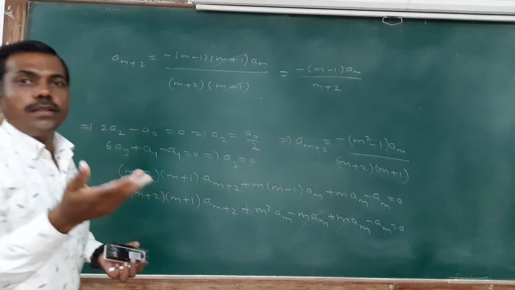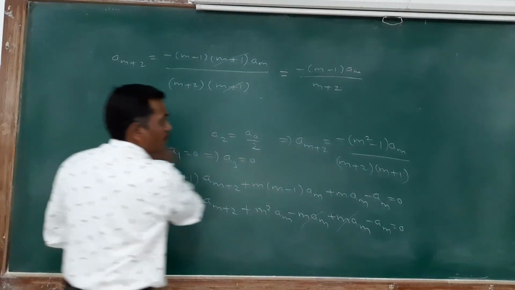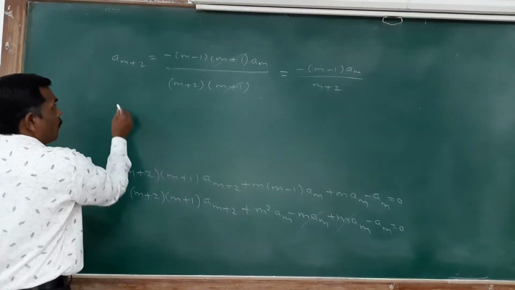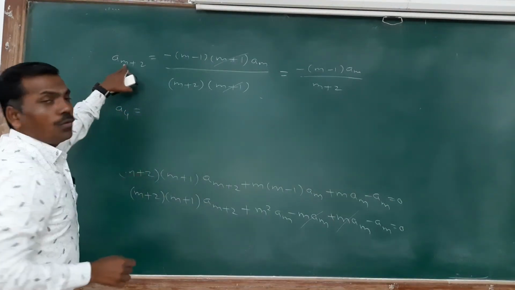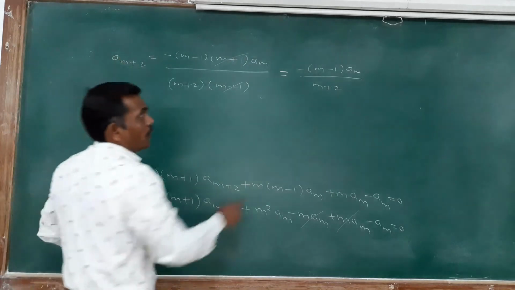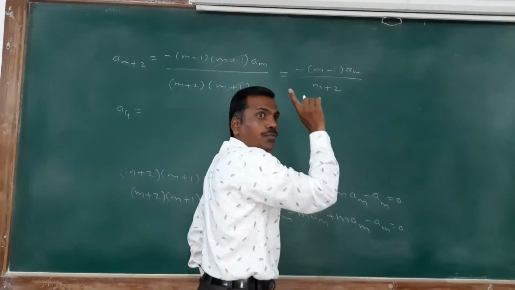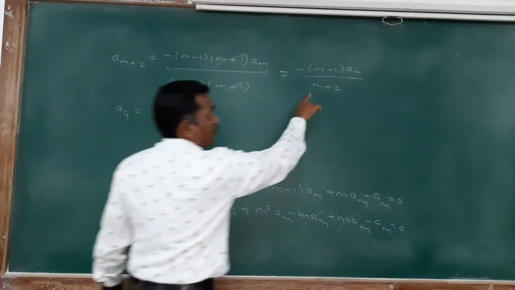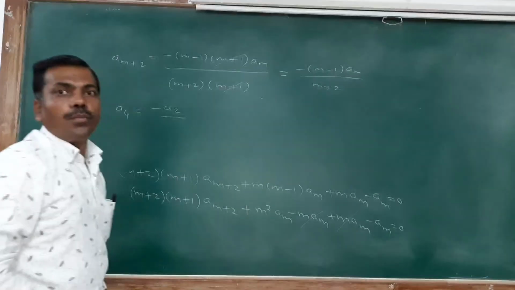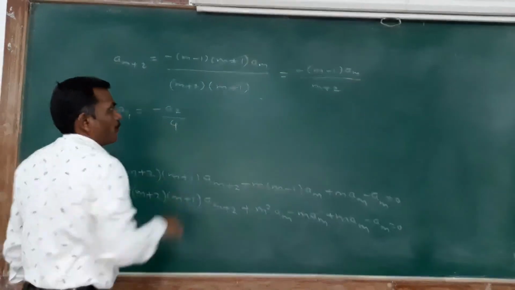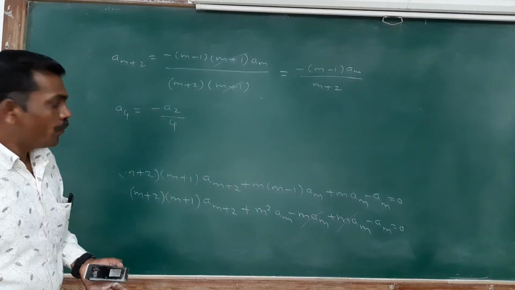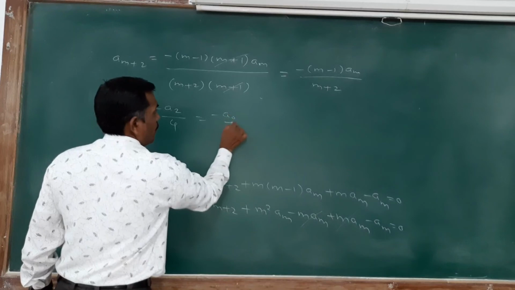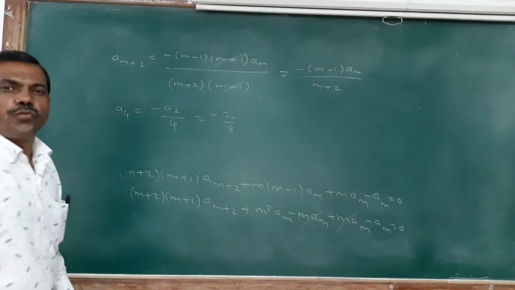Get it? Now find the remaining values. Up to a3 we have found. Up to a3 we have in our hand. Now a4. So for a4 put m equal to 2. So here 2 minus 1, 2 minus 1 is 1. a2. So minus a2 upon 2 plus 2, 4. Right? But we know the value of a2. Value of a2 is a0 upon 2. So I get here minus a0 upon 2 into 4, no problem.